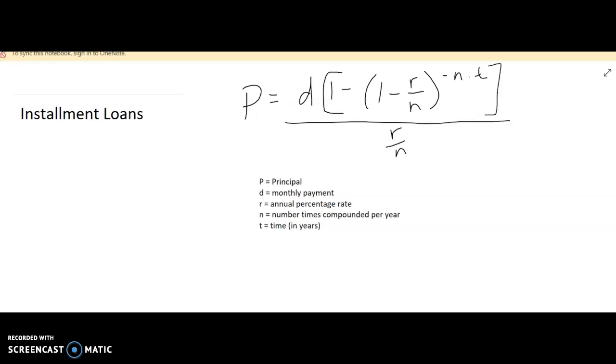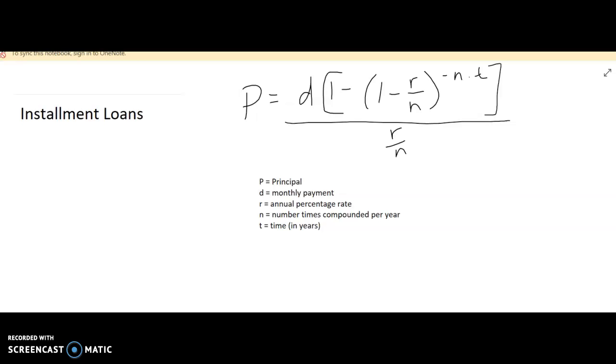P equals D times the quantity 1 minus the quantity 1 plus R over N, raised to the negative N times T, all over R over N. Now, what does all of this stuff mean? So P is the principal, right? That's the amount you're borrowing. Are you buying a $40,000 car? Then P is $40,000, okay?